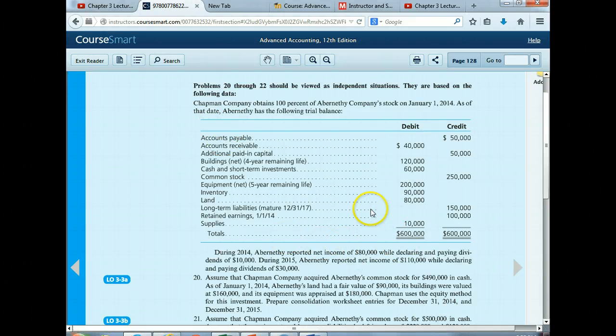We're going to use this information to do problem 20 and 21. Chapman obtains 100% of Abernathy Company's stock on January 1st. As of that date, Abernathy had this trial balance. So it had some debt, accounts payable, accounts receivable, some assets, some cash, retained earnings, stockholders' equity, equipment, inventory, land, and a long-term liability.